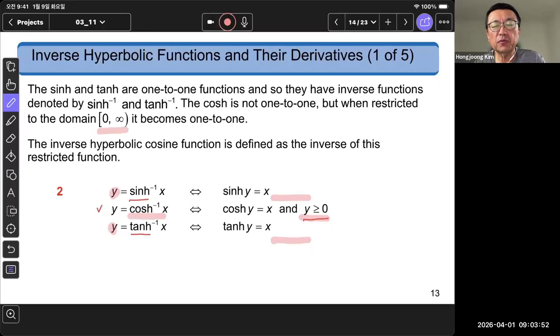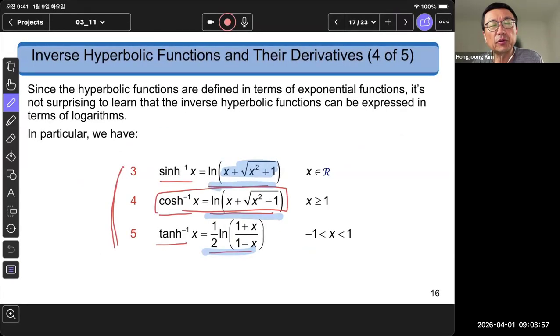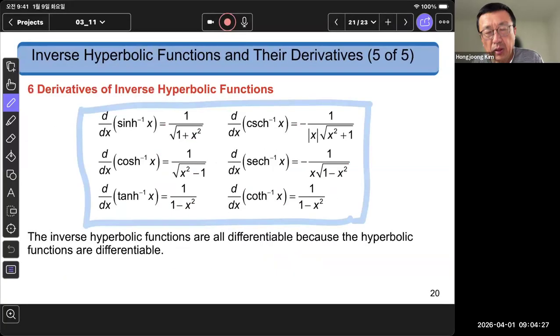Now, given this inverse function, we could derive the derivatives. Before we do that, the inverses of hyperbolic sine or cosine can be expressed in terms of logarithmic functions. If you use this logarithmic expression, it might be easier to derive many formulas, especially the derivatives of the inverse functions of these hyperbolic functions. So if we use them, we could derive these inverse functions.